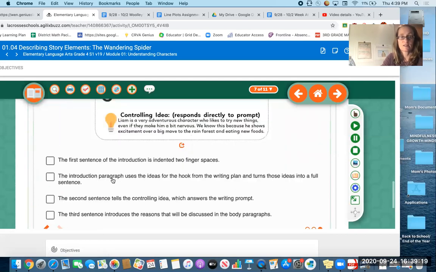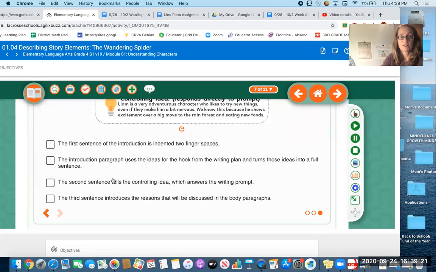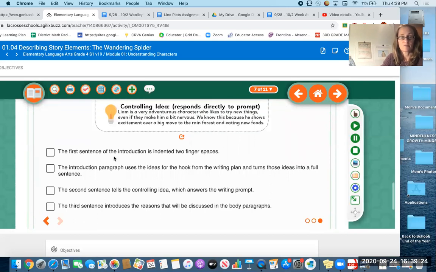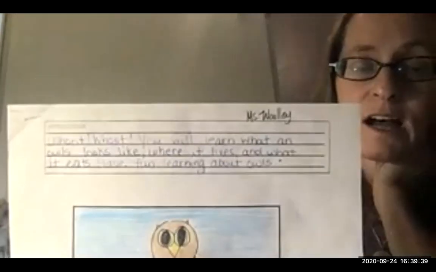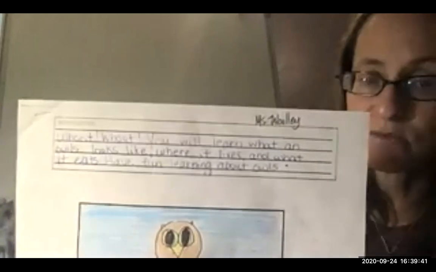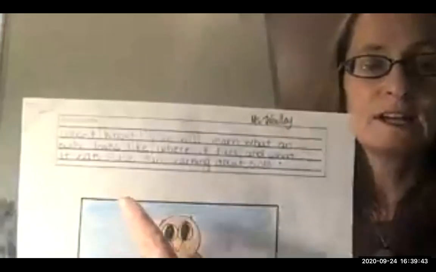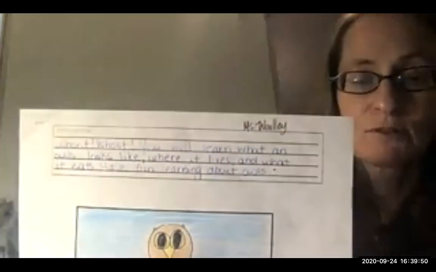This is just another little review of what your introduction should include. So let me stop sharing my screen. I pulled out something I had done with my class last year, and this is a real basic introduction paragraph. Students were researching different animals. I hope you can see this. They were required to write an introduction with a hook. So you can see right here, that is my hook, where I'm trying to get my reader excited about reading further.